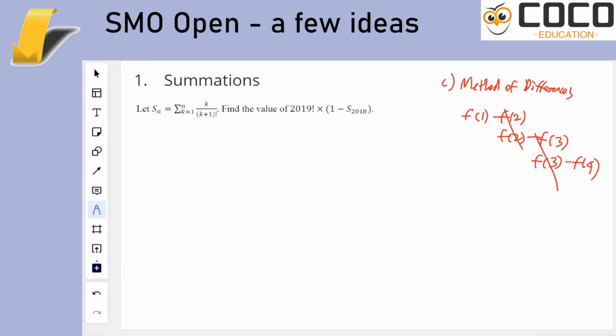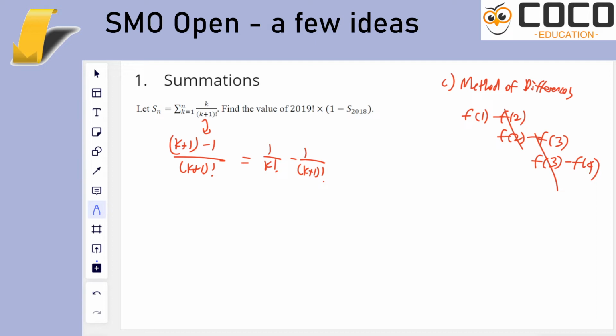And so you're trying to make it into a difference. If you're trying to make it into a difference, there must be a difference, right? What I will do here is to write this as k plus 1 minus 1. This will allow you to cancel k plus 1, and immediately you will get 1 over k factorial minus 1 over (k plus 1) factorial.